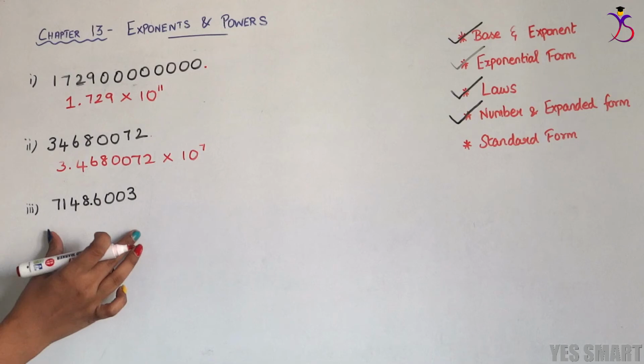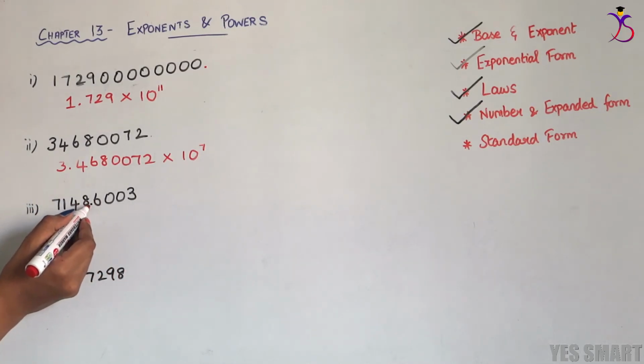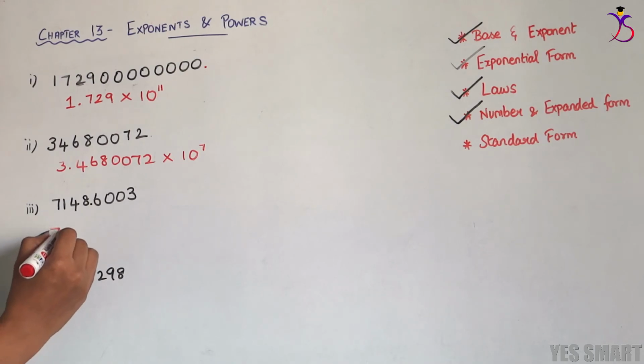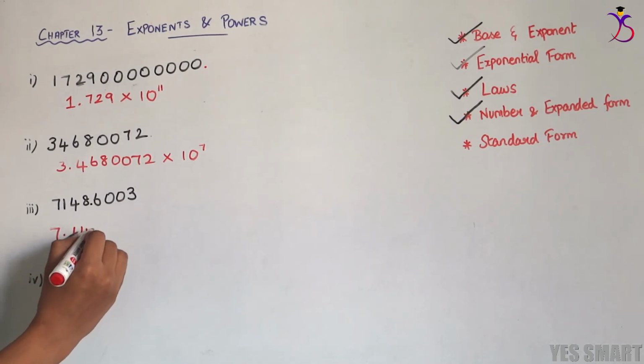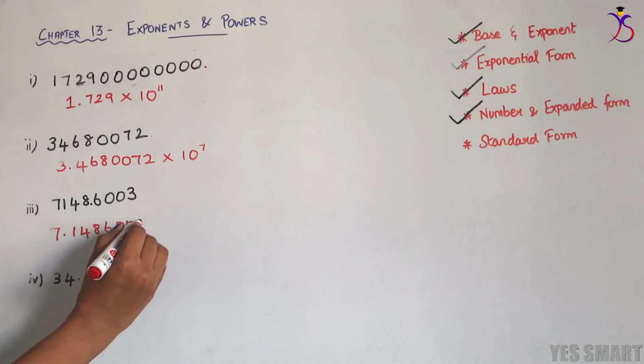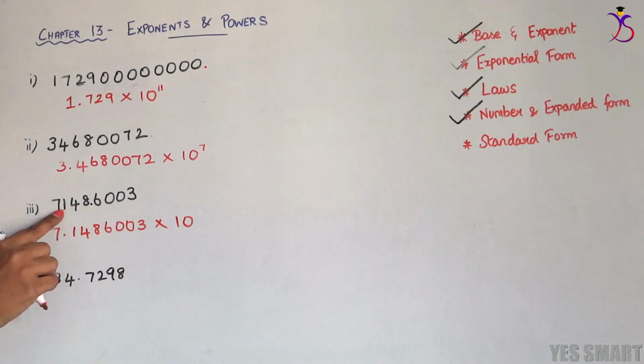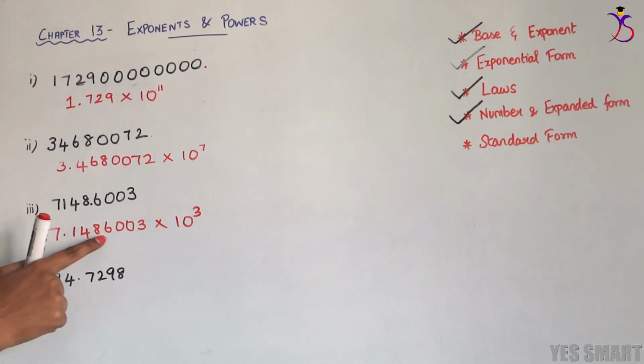7148.6003. We already have the decimal point, but in the standard form or scientific notation, the decimal point should be next to a natural number. Therefore, we have to bring this decimal point, which is between 8 and 6, to the front, between 7 and 1. So 7.1486003. We have to write all the digits times 10 to the power. We have brought this decimal point 3 places to the front. So I'm just writing 3 here. As it has traveled past 8, 4, 1 and came in front 3 places, the power is 3. If you try expanding the answer, you will get back the question.